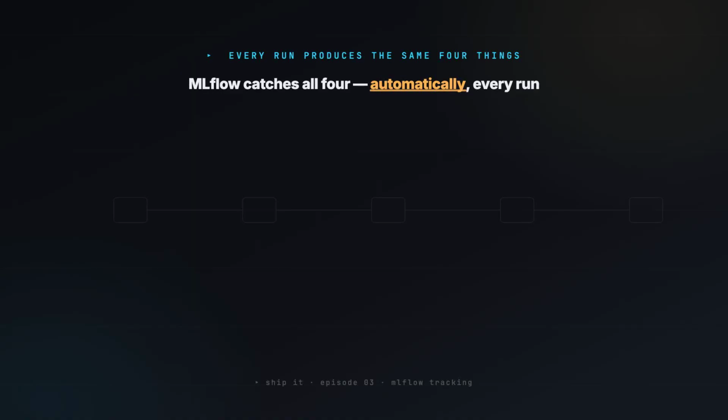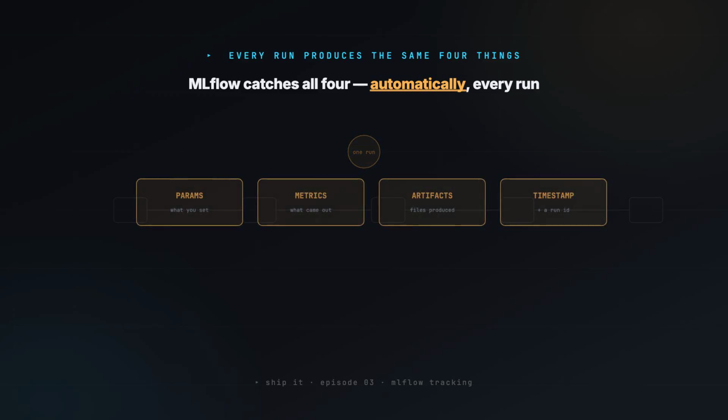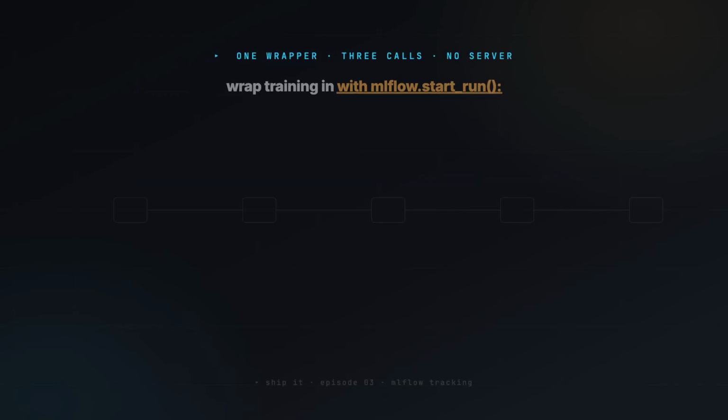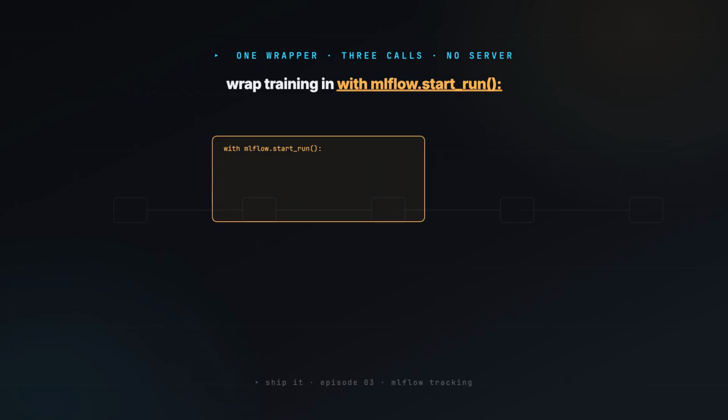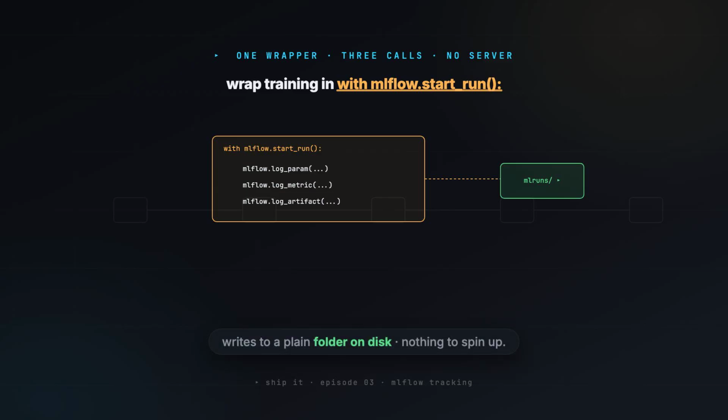Every experiment produces the same 4 things: the settings you chose going in, the parameters, the scores that came out, the metrics, the files it generated, the artifacts, and a moment in time it all happened. MLflow's job is to catch those 4 automatically every single run. You wrap your training code in one context manager, start run, and inside it you call log param, log metric, log artifact. That's it. Each call writes to a local tracking store, a plain folder on disk, and stamps the run with a unique ID. No server, no cloud account, nothing to spin up.